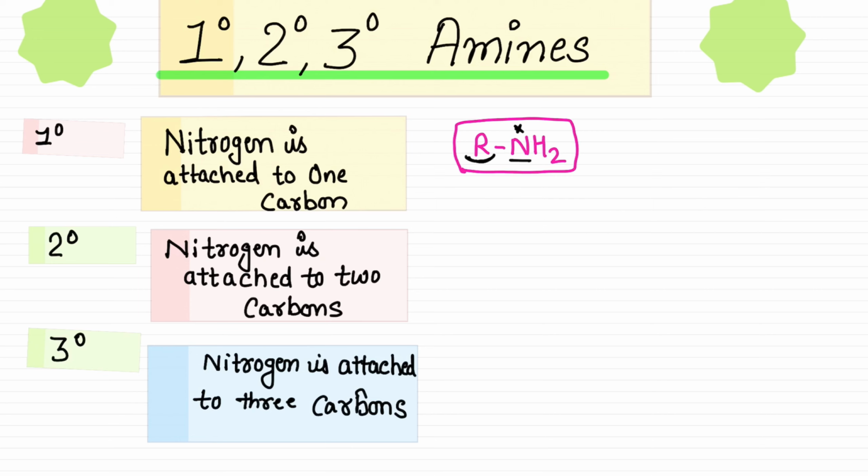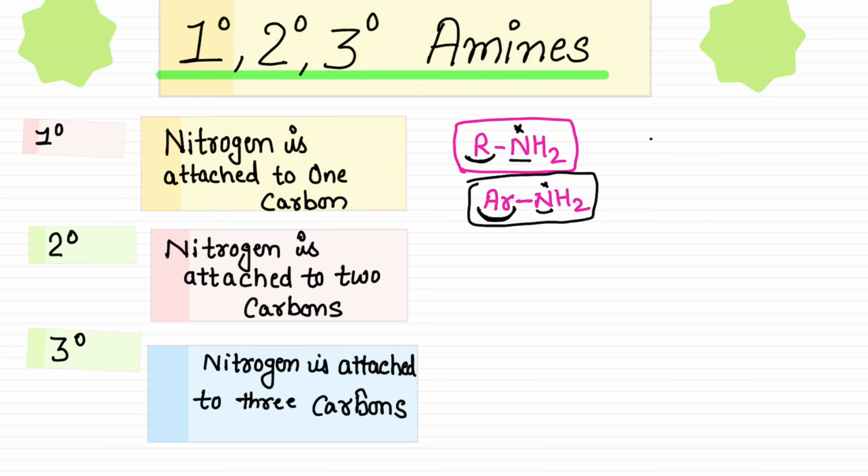It can be this, it can be like this. Aromatic could be there, aromatic NH2. In this case also, the nitrogen atom over here is directly attached to one carbon of the aromatic ring. So it would also be 1 degree in nature. Okay, this is the general form.